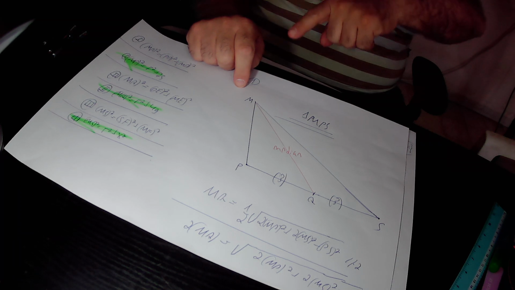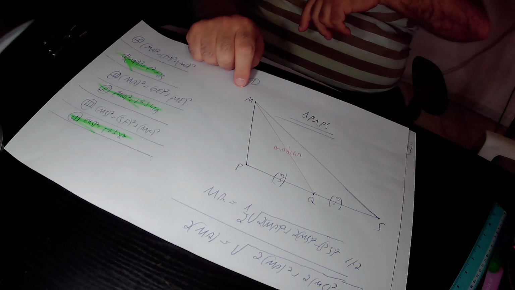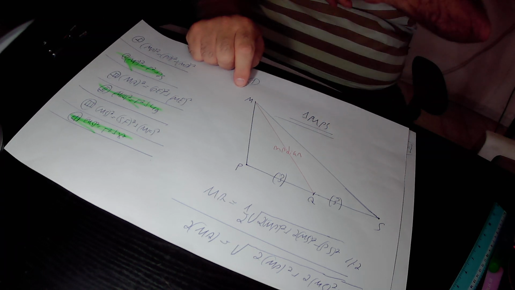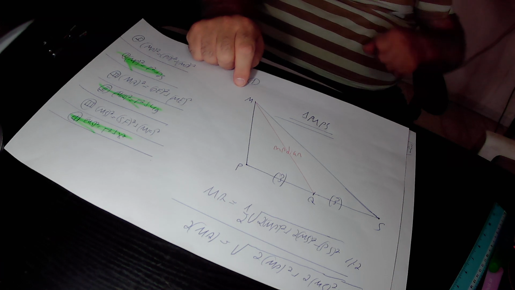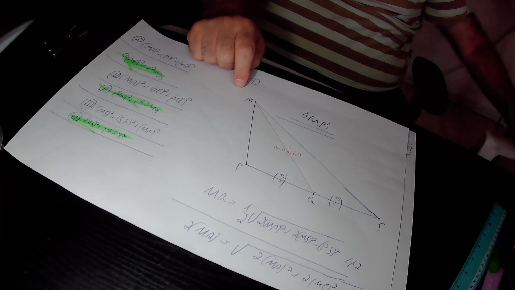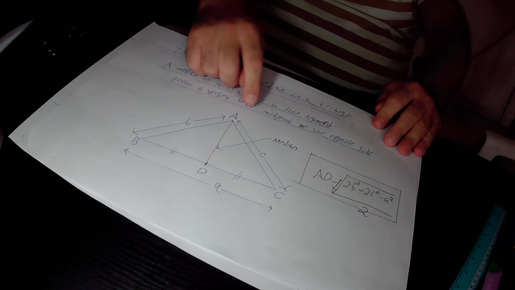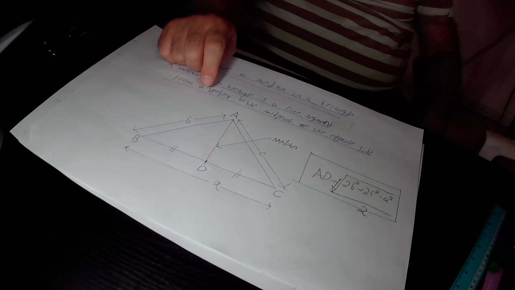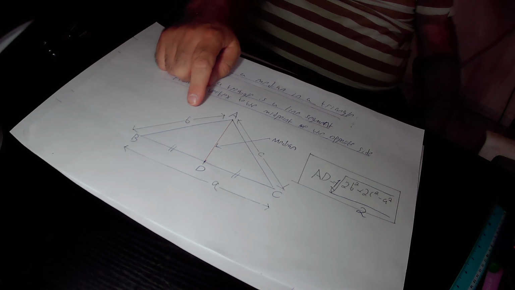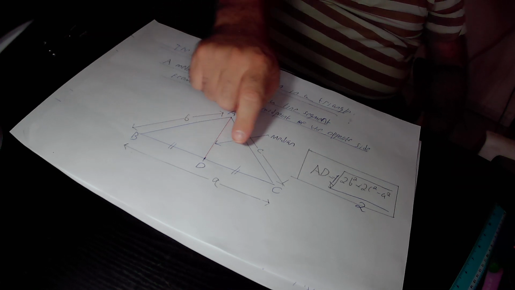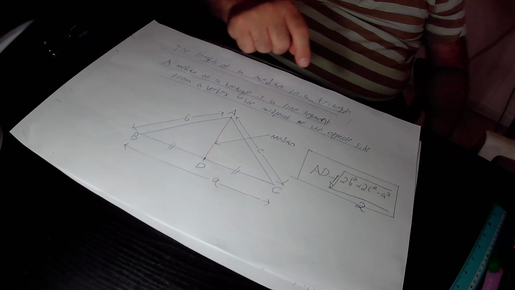So what is the length of the median MQ? We have a special formula for the length of the median MQ. Actually, according to the special formula, this is triangle ABC. Side AB equals C units in its length, side AC equals B units in its length. This is side BC, this equals A units in its length.